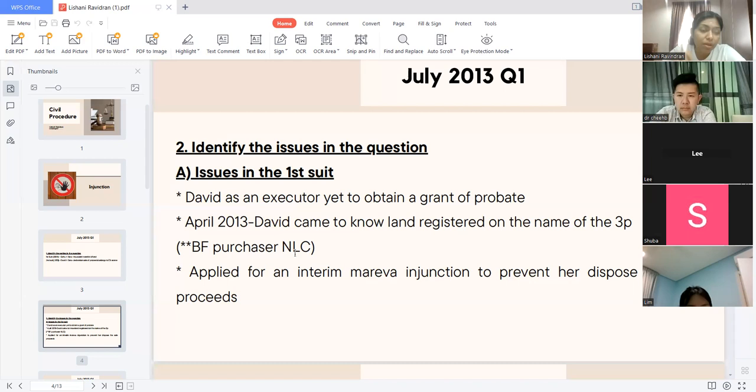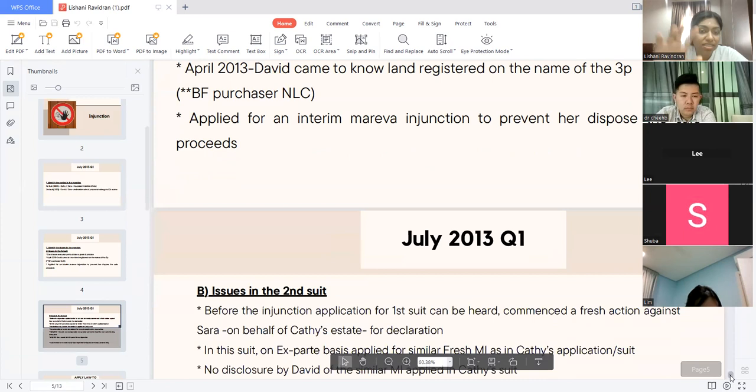Okay? So the third one, applied for an interim Mareva injunction. Okay, this is one I asked you all to highlight, where he applied for an interim Mareva injunction to prevent her from disposing of the sale proceeds. Okay, this is the first suit. Second one, issues in the second suit.